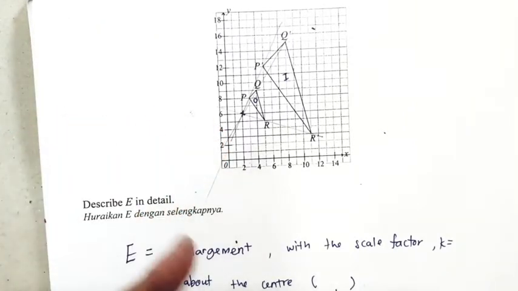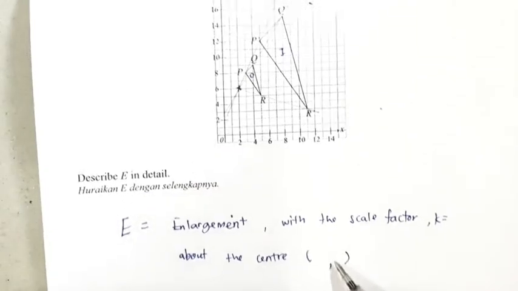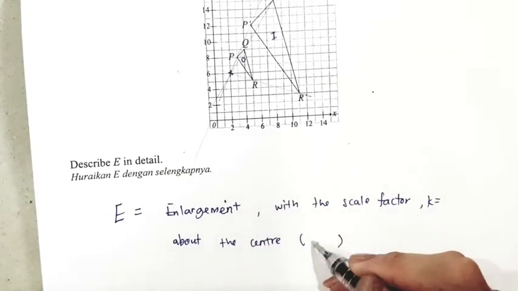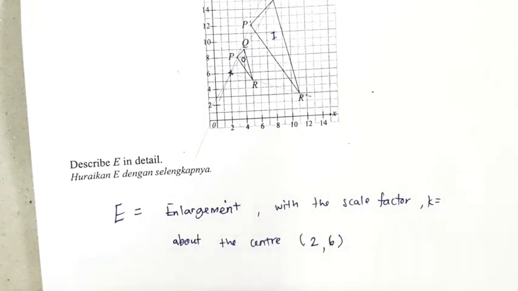So what is the coordinates? So let's look at the x. Always say the x first, then only we say the y. So the x coordinates, let's look down. It's 2. And the y coordinate is 6. So this is our center.